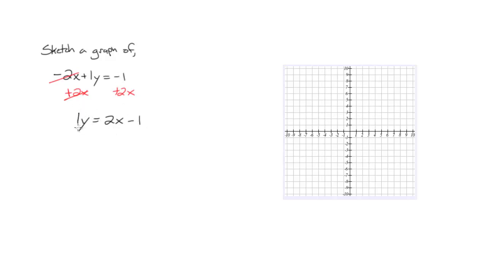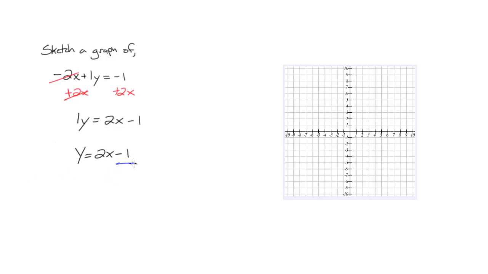And then I would divide everything by the coefficient in front of the y. That's the 1 here, but that doesn't do anything. Really, this just becomes y equals 2x minus 1. All right, so what did that do for us? Well, this is slope-intercept form.